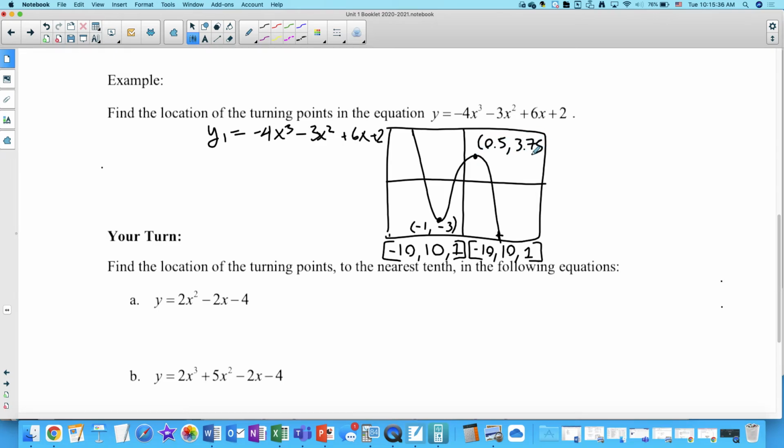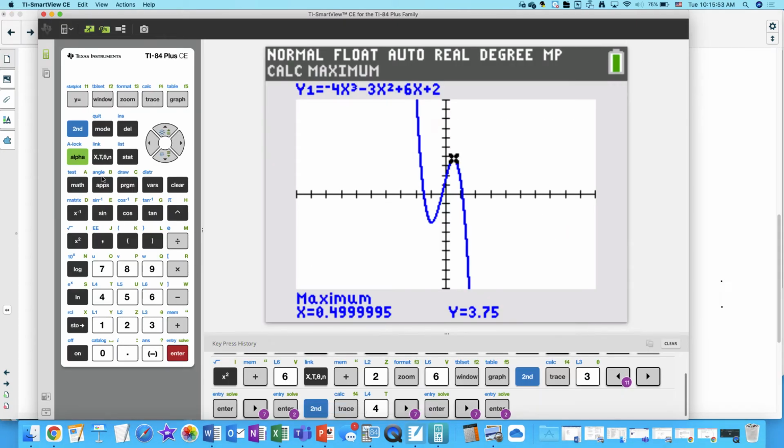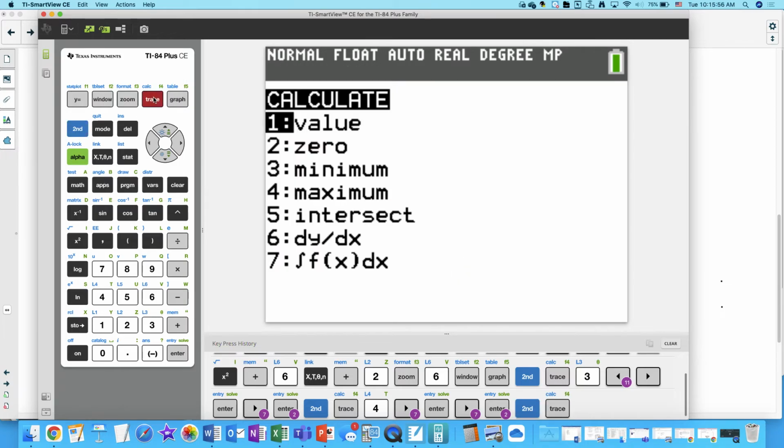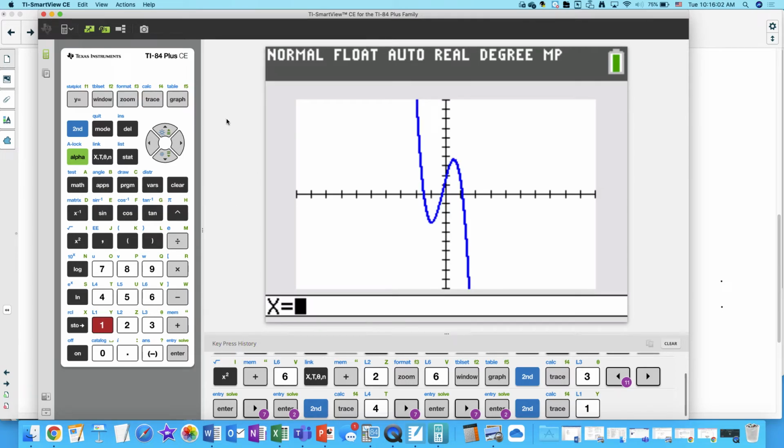To get the intercepts, what you select depends on whether you want an x- or a y-intercept. For the y-intercept, again, you go to that menu and hit number 1 for value. This allows you to put in whatever x value you want, and it'll tell you what the y value is. If we're on the y-axis, what's our x value? 0. So you enter x equals 0, and you can see that y equals 2. Okay, so I'll put that in as well.